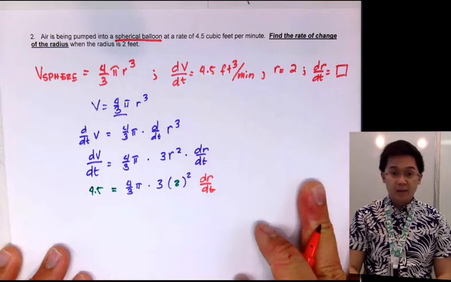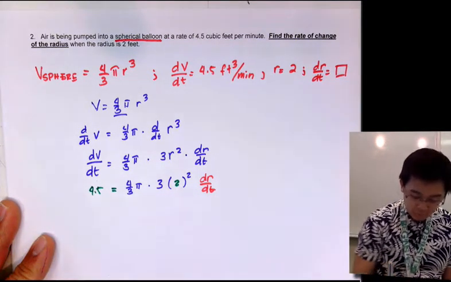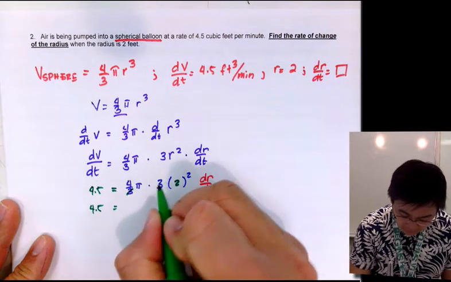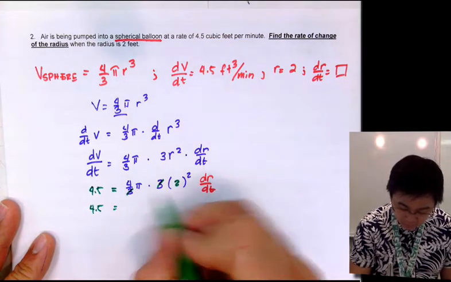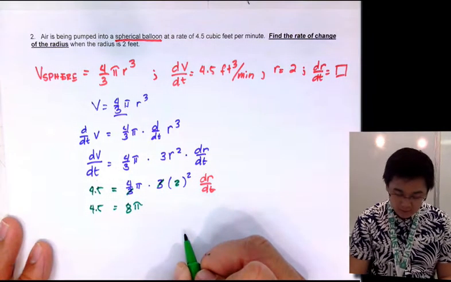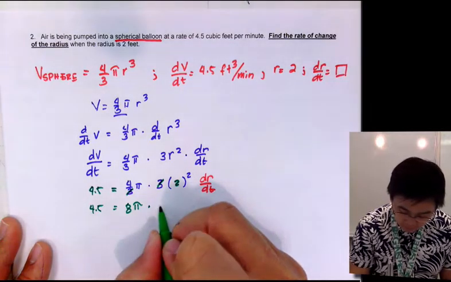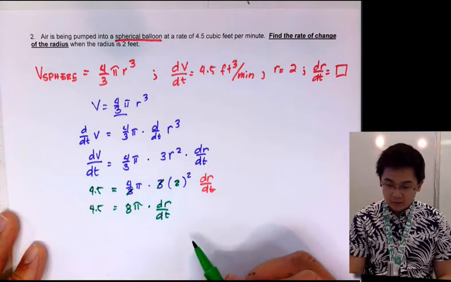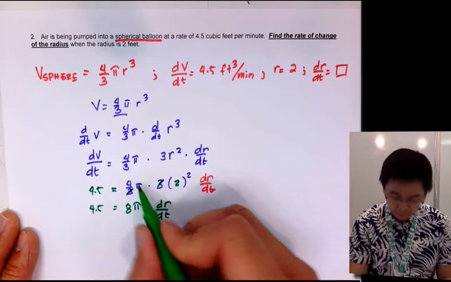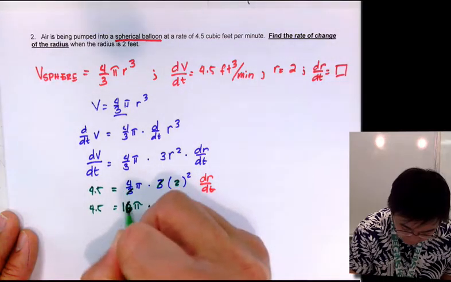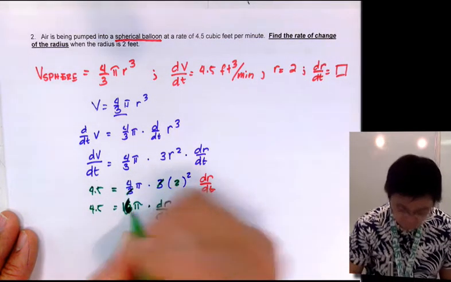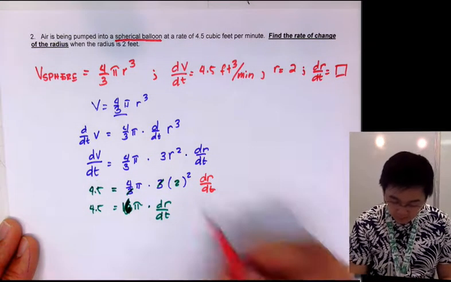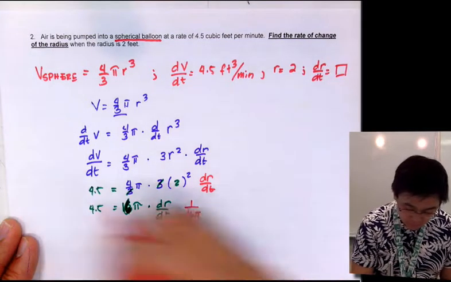So let's go ahead and simplify our equation. So we'll have 4.5 equal to, we can cancel this out, 2 squared is 4, so this is 8 pi times dr over dt. So this is now our function. So what we can do, 4 times 4 is 16 pi. So to isolate dr dt, we're going to divide both sides by 1 over 16 pi.